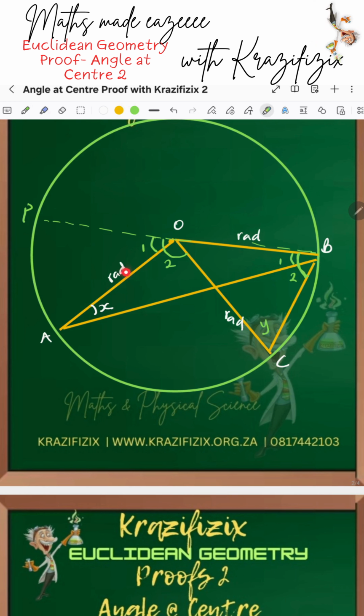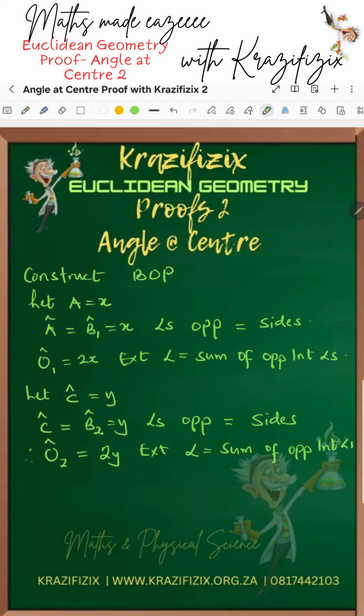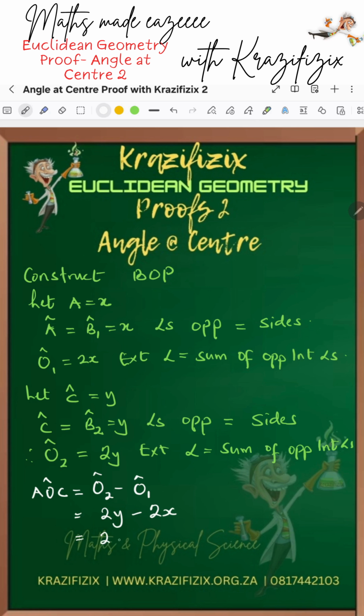But our focus is not really those. Our focus is AOC. We're looking at this small angle between. This small angle will be O2 minus O1. Because I know this O2 and I know this O1. So the small angle AOC is O2 minus O1. This is just arithmetic now. AOC is O2 minus O1. Do we have angle O2? Yes. 2y minus, what is O1? 2x. What do we have? 2 into y minus x.